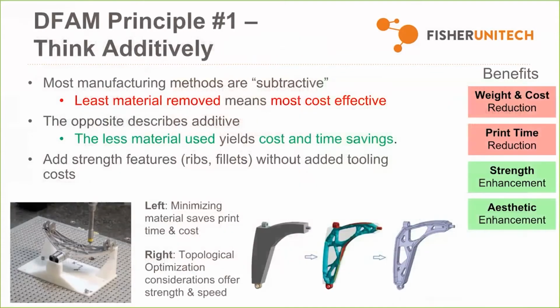So principle number 1, thinking additively. Most of the engineers today think subtractively, right? Traditional manufacturing generally meant taking a block of material and removing it from the block. So we really have to flip the whole idea on its head, because now the less material we use, the less cost and the more time we save. So it's really a different thought process as far as manufacturing goes. So it really needs to be explored.